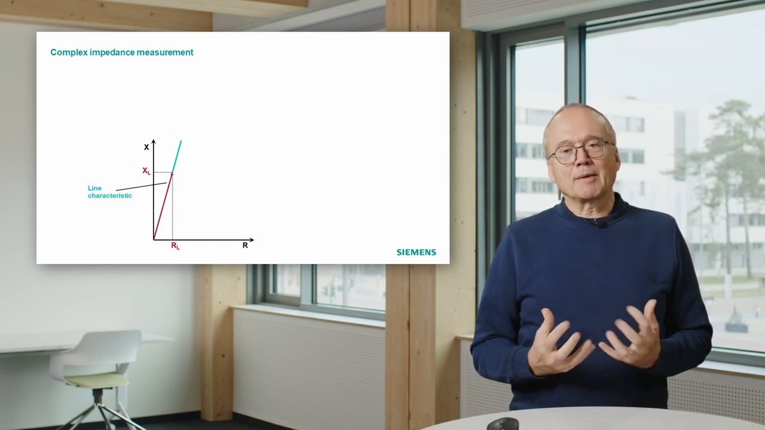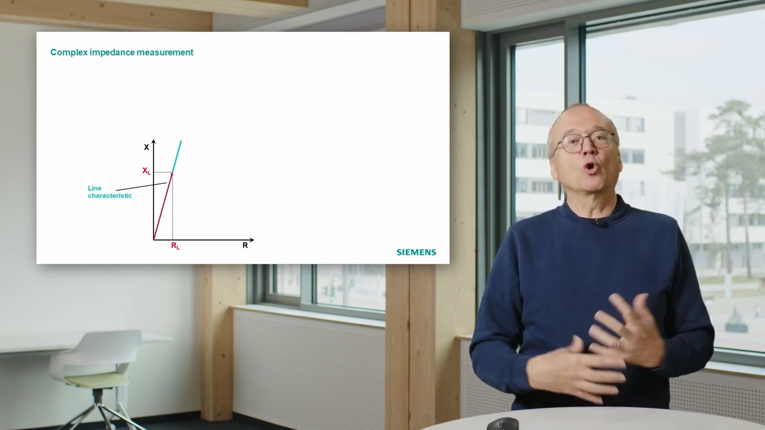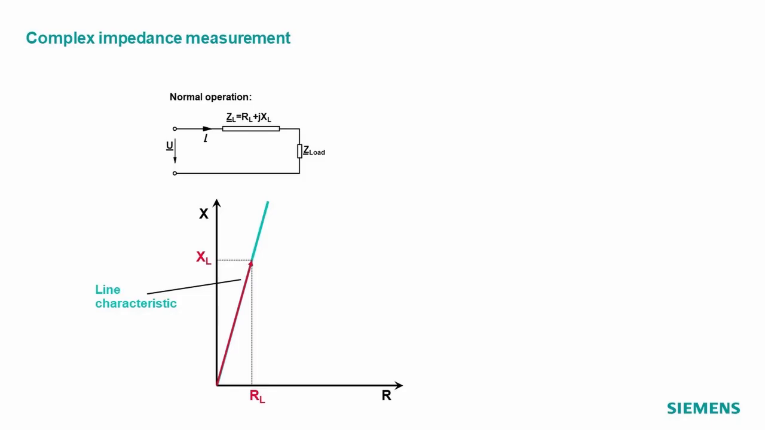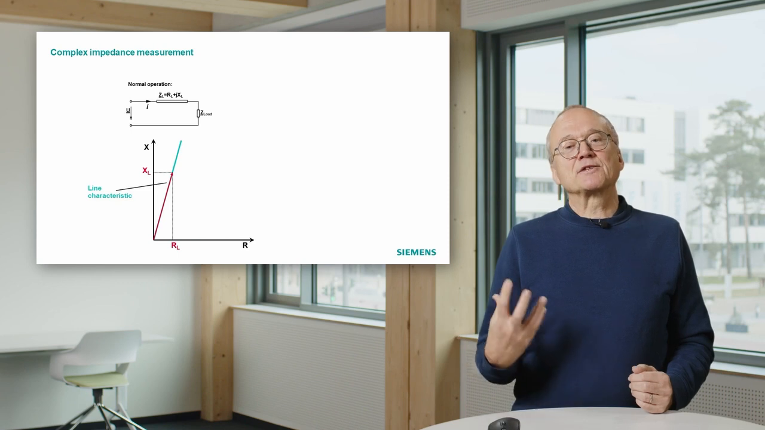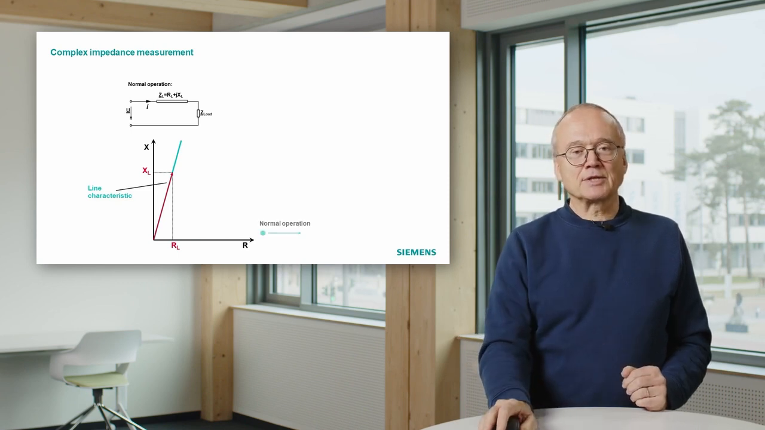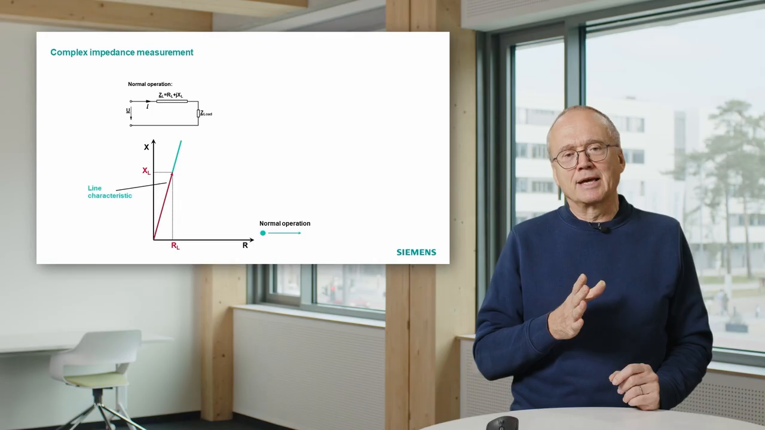So now what is going to happen if the distance relay measures the impedance all the day long into the line? If we have normal operation, the distance relay also measures a complex value with a resistive and a reactive part. If we have real power flow on the line, the impedance we measure is mainly a resistive impedance, and it is somewhere here where I indicate normal operation.